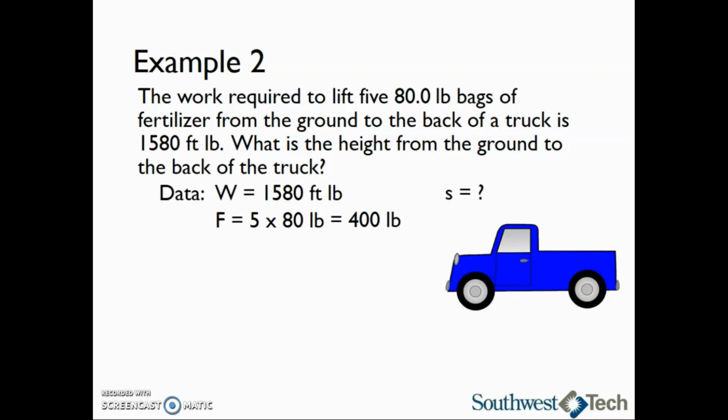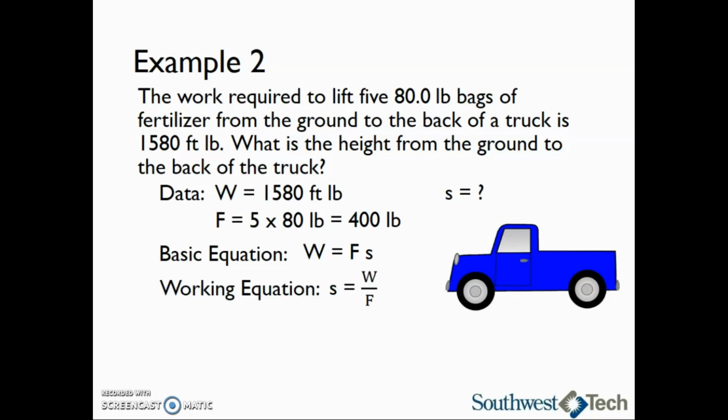We are trying to find the height or displacement S. The basic equation, just like the last example, is that work is equal to the force applied in the direction of motion times the displacement S. In this problem, we need to rearrange to solve for S. We can do this by dividing both sides by the force F. This gives us a working equation of displacement or height is equal to the work divided by the force. Next, we can substitute in our data. This leaves us with S equals 1,580 foot-pounds divided by 400 pounds. After dividing, we see the height from the ground to the back of the truck is 3.95 feet. This concludes our first video on work.